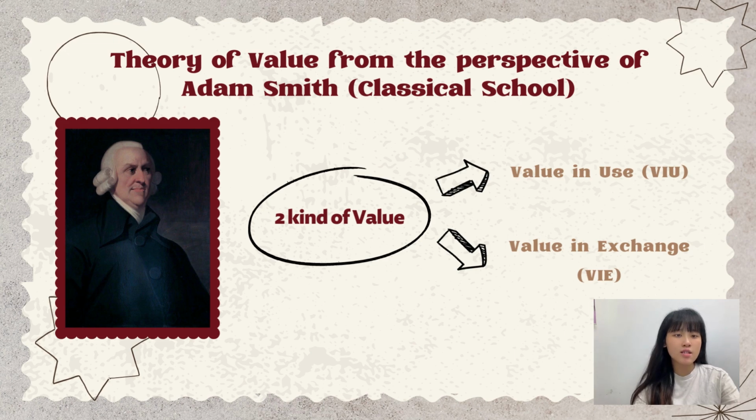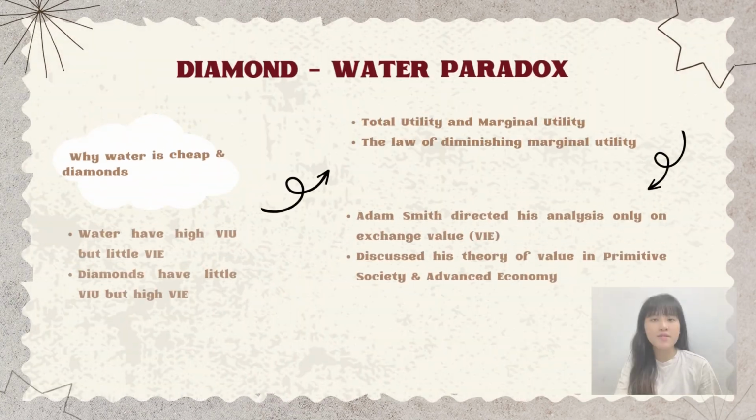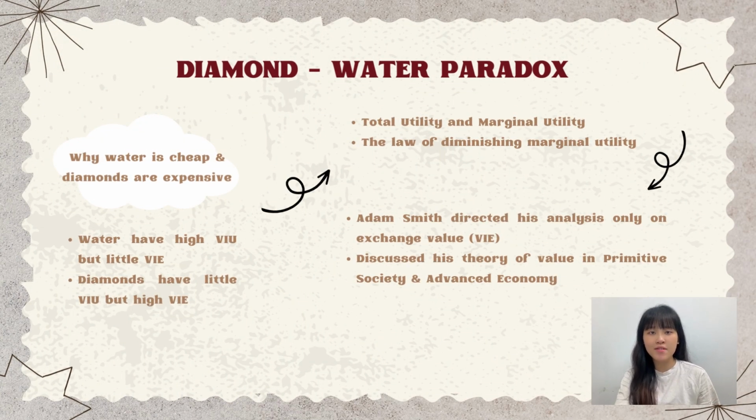Value in exchange is the power of purchasing other goods which the possession of that object conveys. Those which have frequently little or no value in use have the greatest value in exchange, such as the diamond. Next, we will discuss the diamond-water paradox of value: why water is cheap and diamonds are expensive, although water is on the whole more useful in terms of survival than diamonds. Diamonds command a higher price in the market.